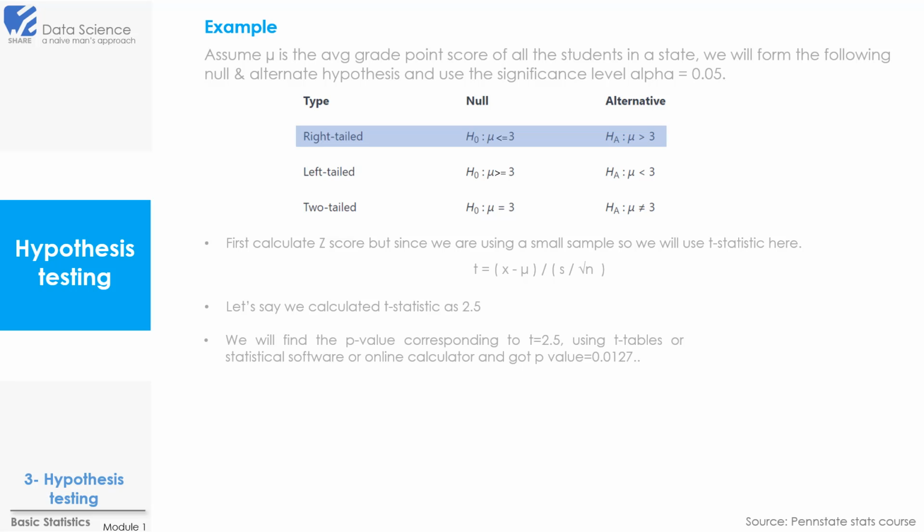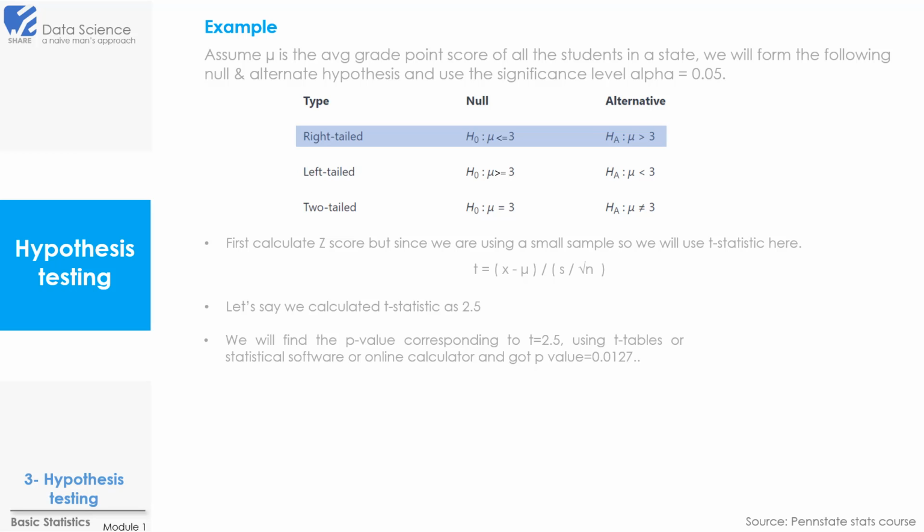So in the next step, we will find the p-value corresponding to t is equal to 2.5. We can use t-tables to find p-value just like we did in the previous section in the case of z-score. But that was only for demonstration purpose. In real life, all these things are done by a statistical software or online calculators. So you don't do it manually.